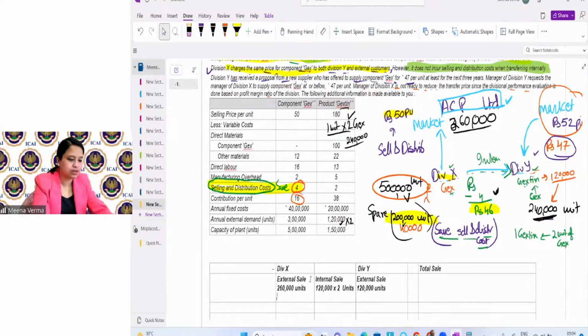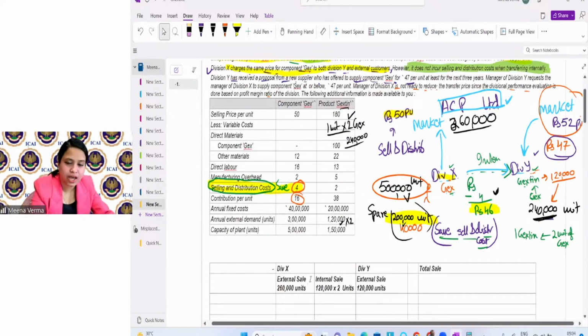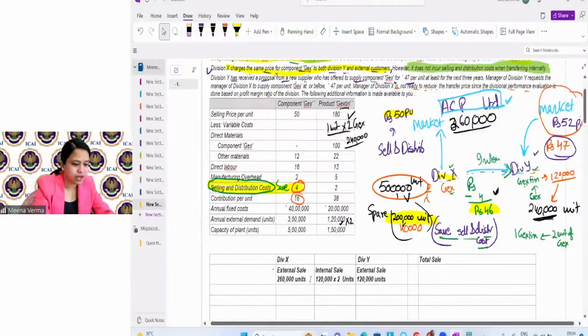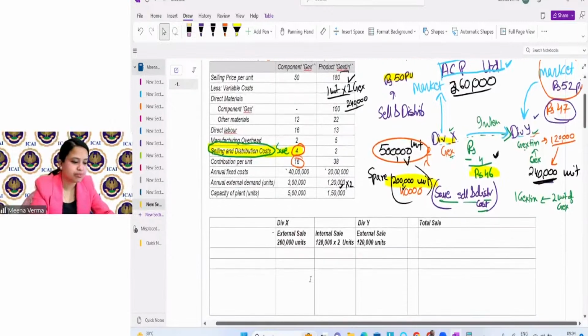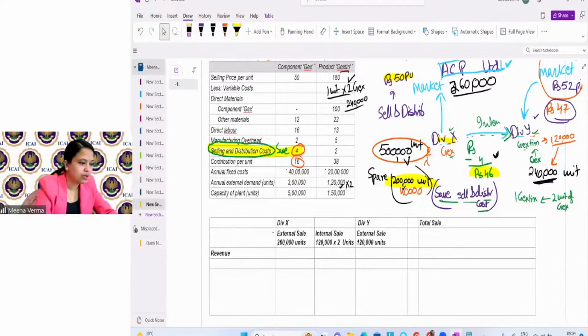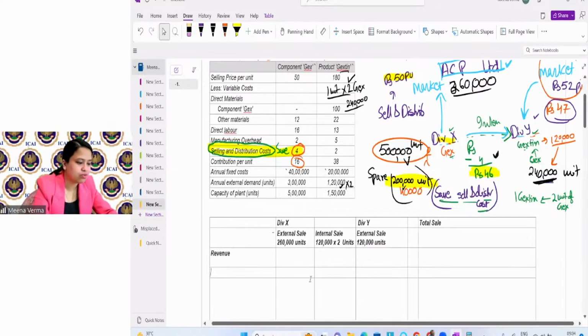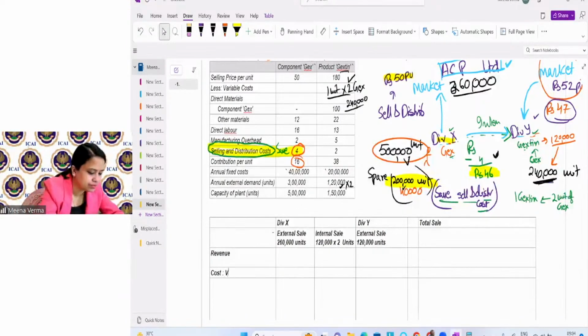This will be the external sale. We have the external sale here, we have the internal sale here, and we have the total sale here. Okay. Now let's see the revenue. We will collect the revenue and what will be the cost. Okay, so for cost we have the variable cost. What are the variable costs we have here?